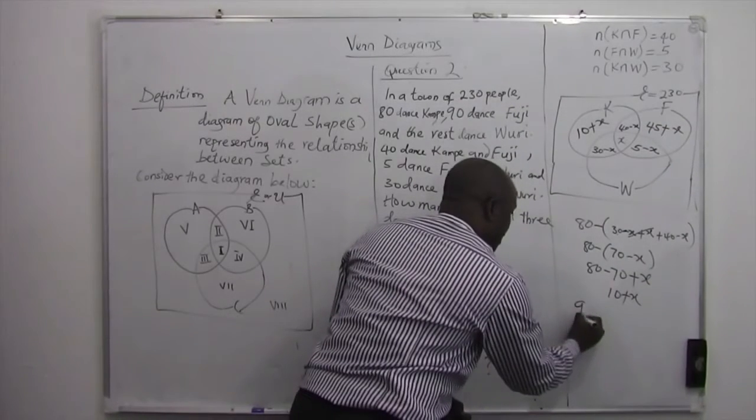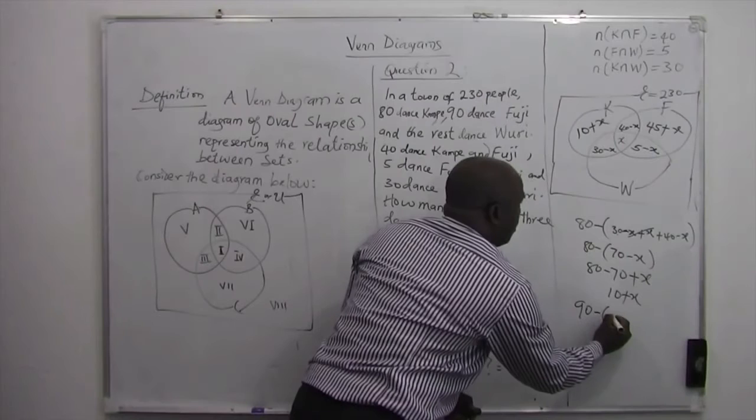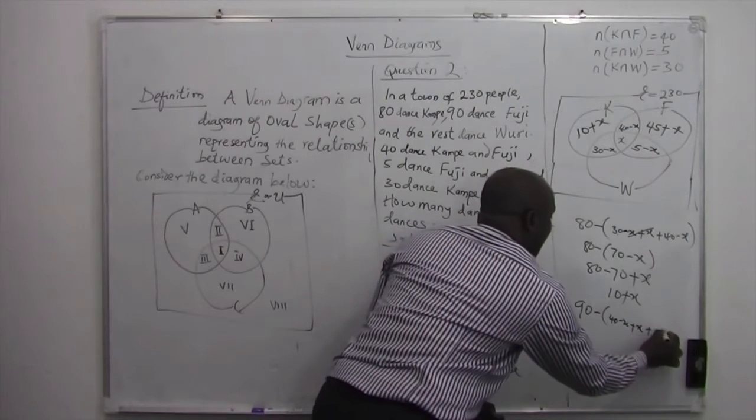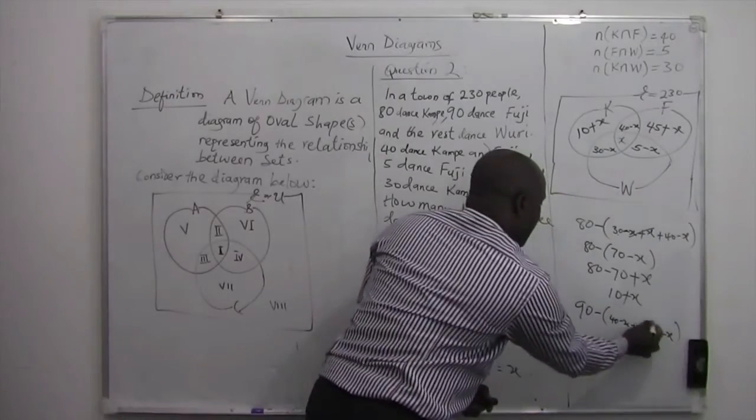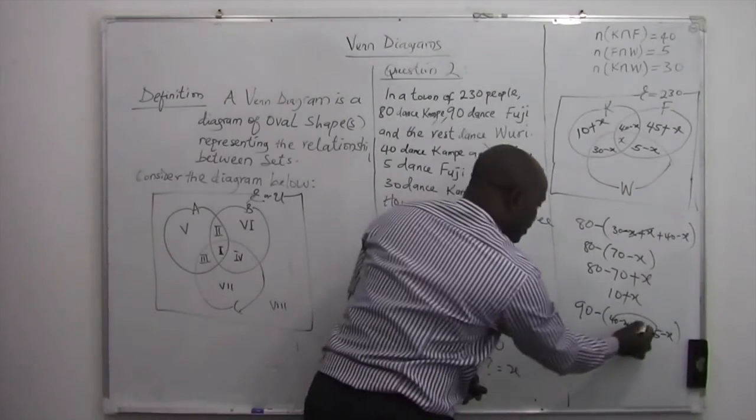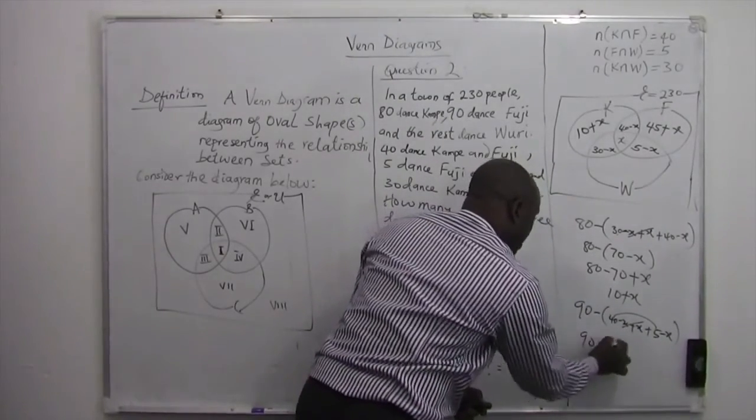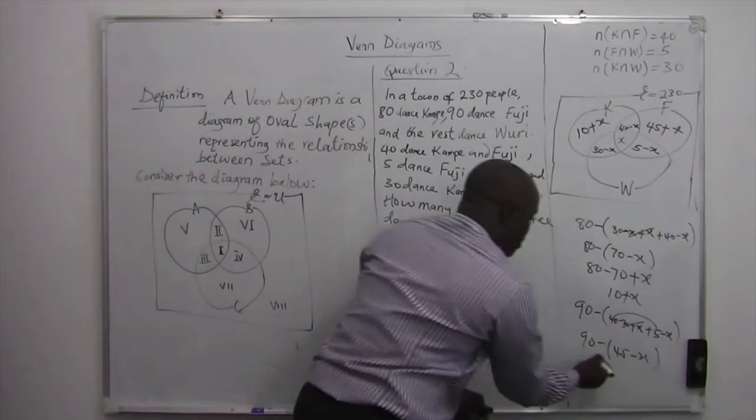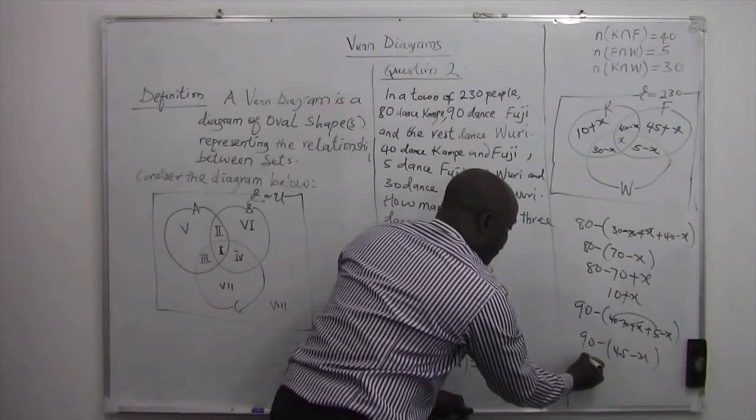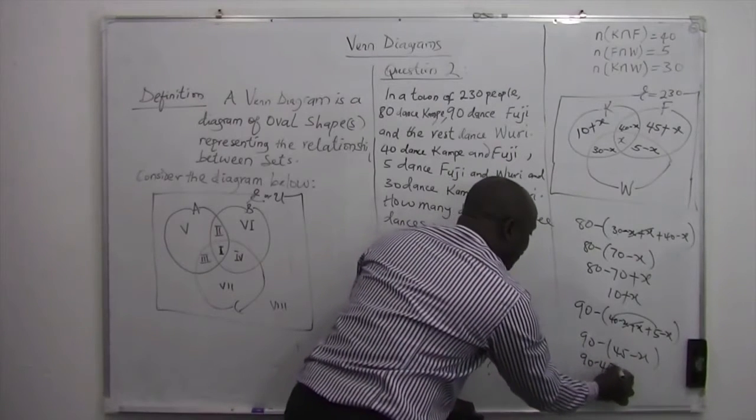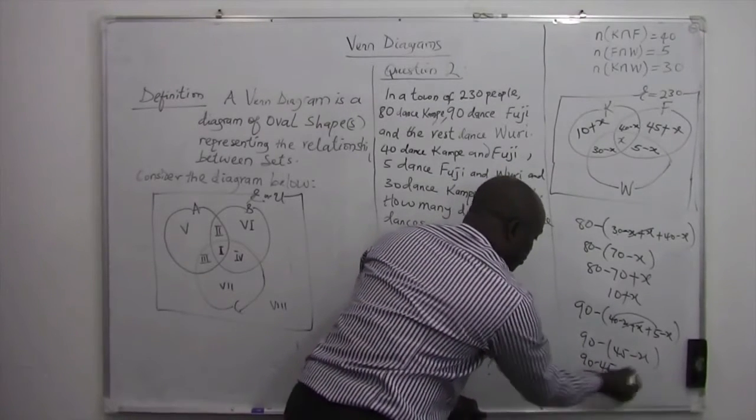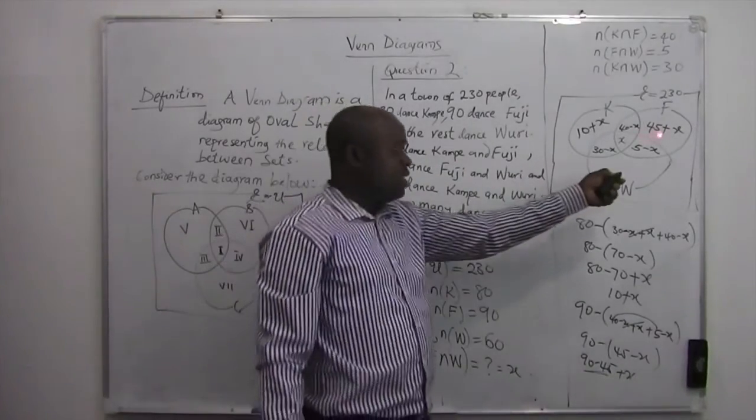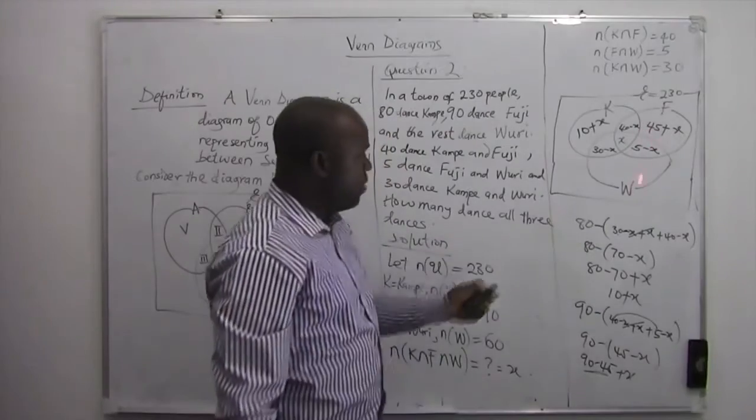Look at it. 90 minus 40 minus x plus 5 minus x. If you add this to this, you have 45. This goes off. 90 minus 45 minus x. Open your bracket. You have 90 minus 45 plus x. Subtract this. You will have 45 plus x, like I earlier mentioned.